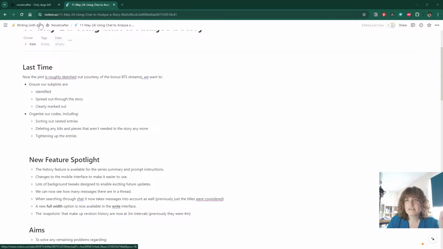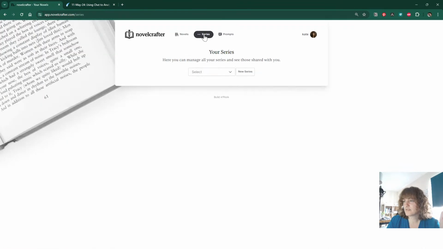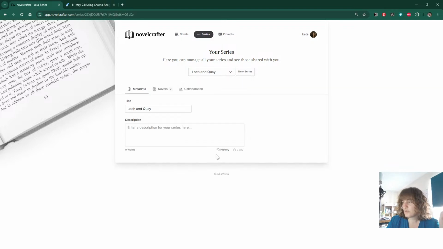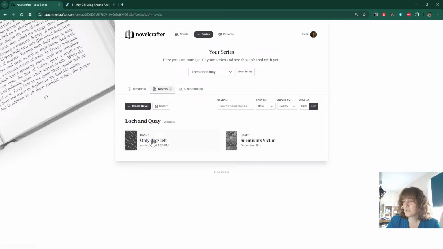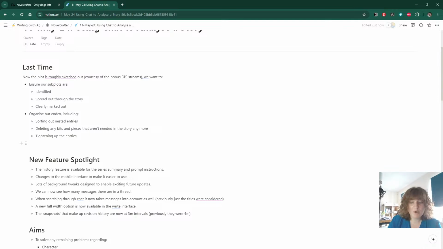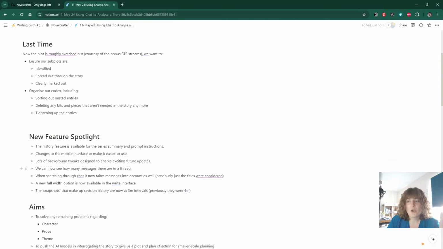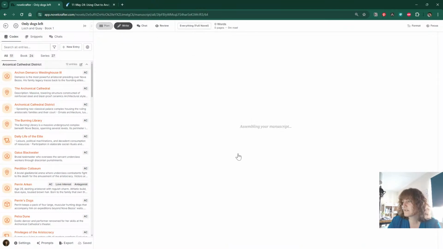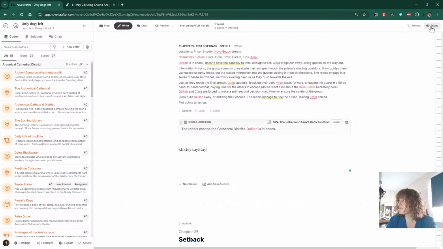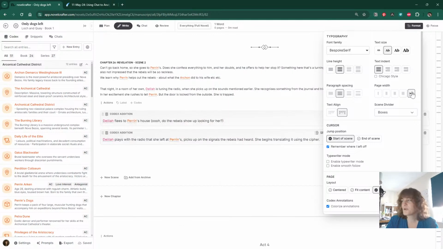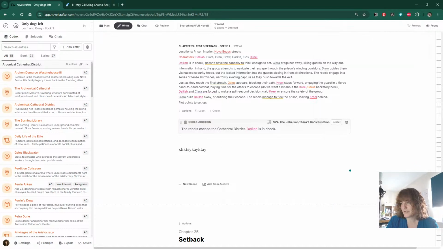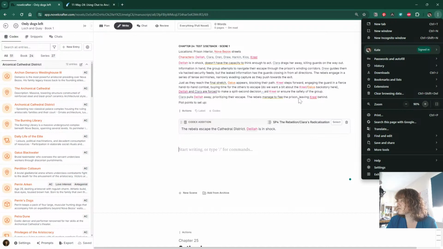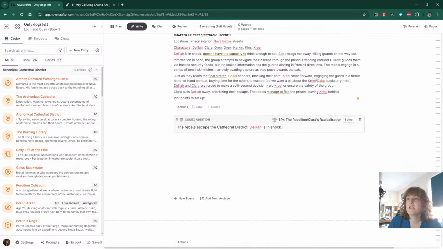In our new feature spotlight, I'm going to show you. So in the series selection, you can now see that we've got a history for the description of our novels. We have some changes to the mobile interface, keeping it more accessible. We can now see how many messages are on a thread, which I'll show you later. And as well, in the right interface, we can now format and make full width, which will make a nice difference, I think especially when you've got a smaller screen and you want to take advantage of all the space. I will zoom in just so everyone can see a bit better.